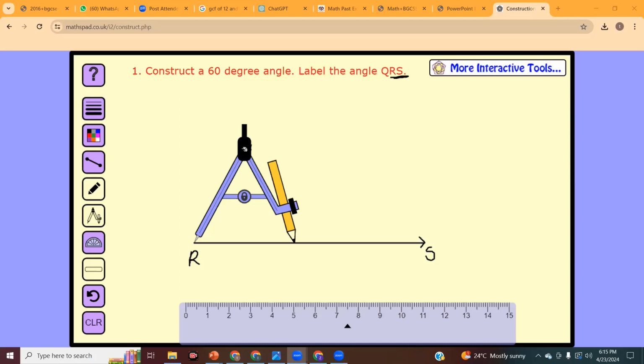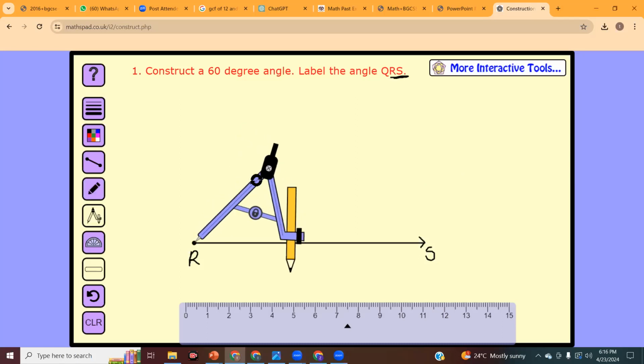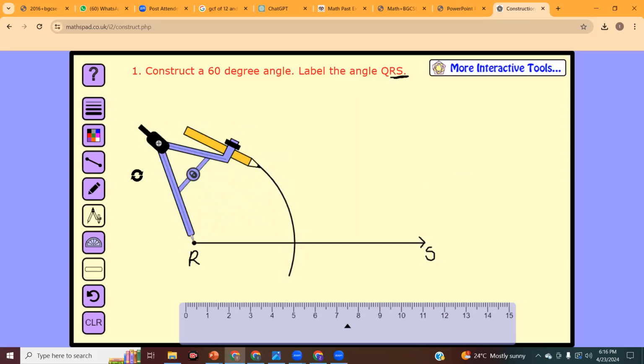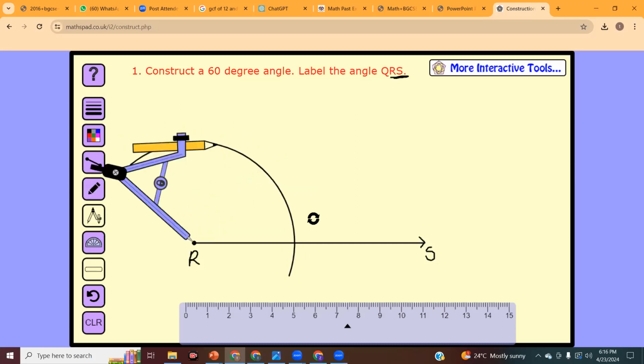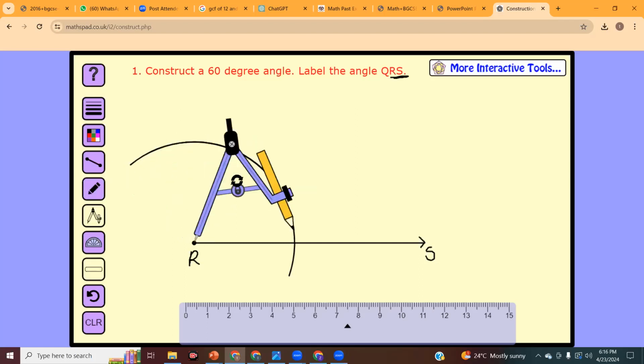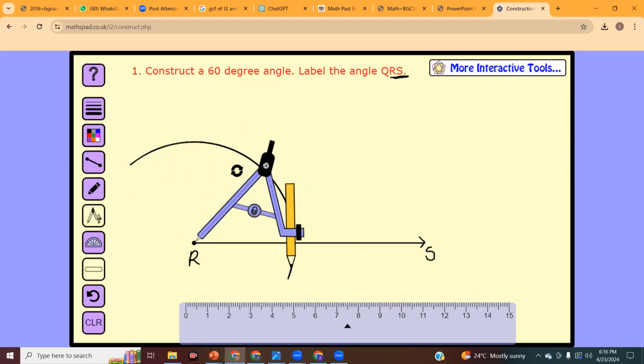An arc that isn't too bigger than the line. Is it going to intersect with the ray RS, or not? It's going to intersect. So we're going to draw an arc right here. Just like that. If you do not have a compass, then just draw it freehand.